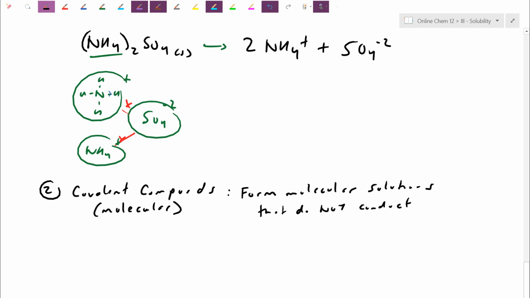So that's the first sort of easy question. They're going to give you, here's a random compound here. Is it going to be an electrolyte or not? You're basically looking: if it's an ionic compound, probably conductive. If it's a covalent compound, probably non-conductive.